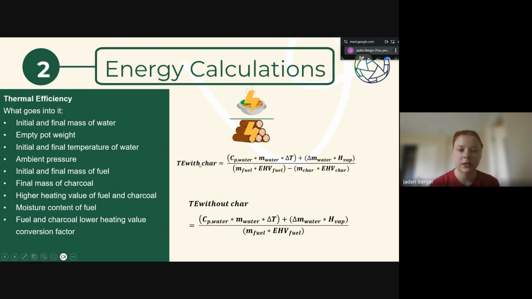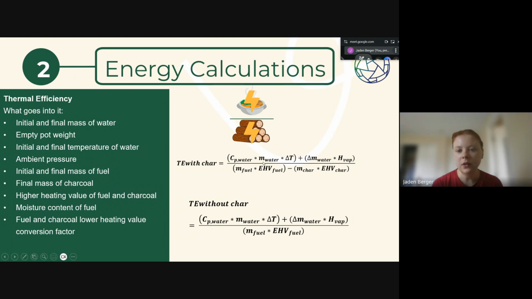This top part of our equation is going to be useful energy delivered. That is the amount of energy that actually made it to the pot. So really we want this top number to be as large as possible, because that means a lot of energy actually made it to our pot of water. The more energy makes it, the more thermally efficient it is.